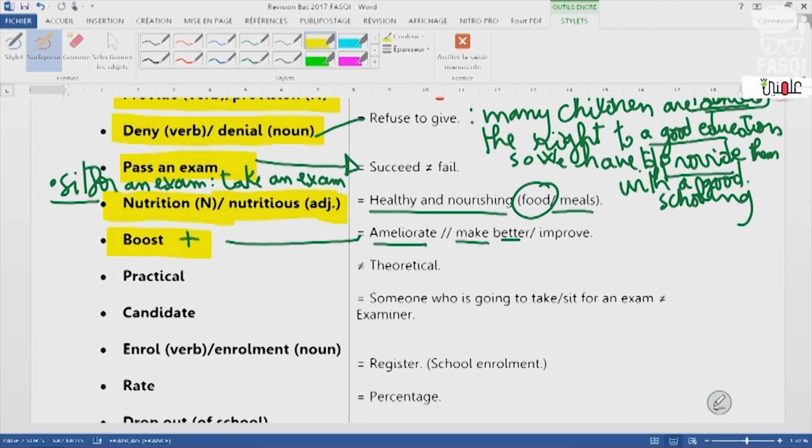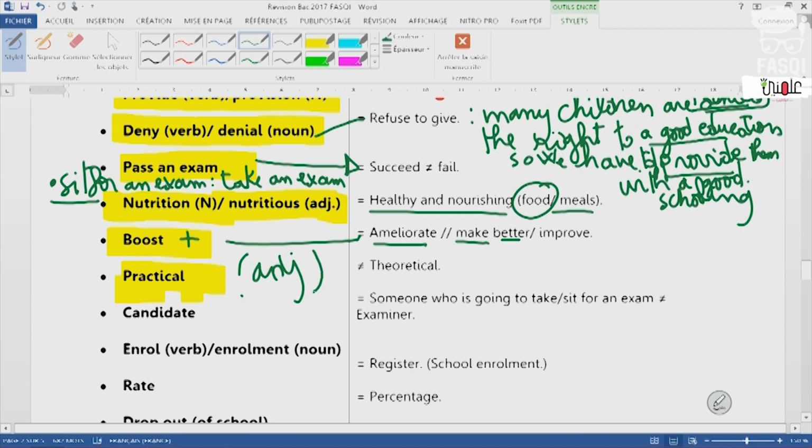Or I have the word practical. Okay, right. Here you see it's adjective form. Antonym, theoretical. Then candidate, all right? Candidate, that's someone who's going to take or to sit for the exam, right? The opposite is the examiner, the one who is going to assess.